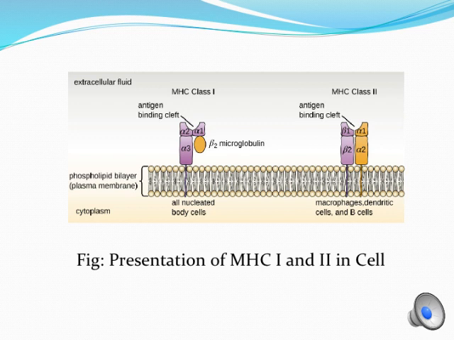If you look at the structure, MHC class 1 has alpha 1, alpha 2, alpha 3 and one beta 2 microglobulin, whereas MHC class 2 has two alpha units, alpha 1 and alpha 2, and two beta units, beta 1 and beta 2. You can see the antigen binding cleft in both MHC class 1 and class 2. This is the groove where the antigen will bind to the MHC class 1 or class 2 molecule, depending on the kind of tissue.